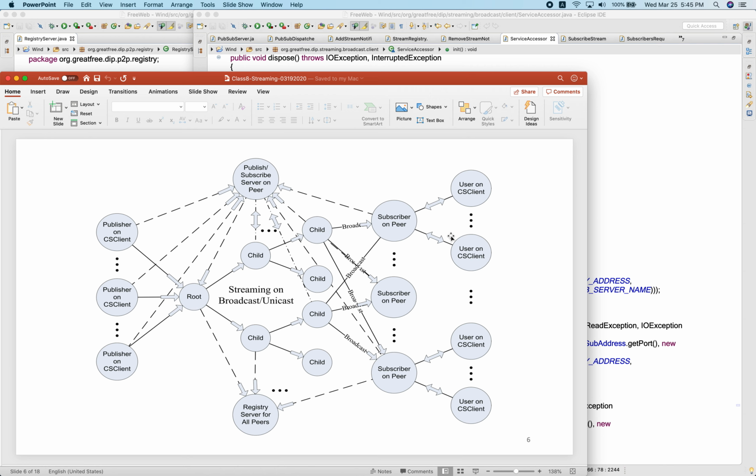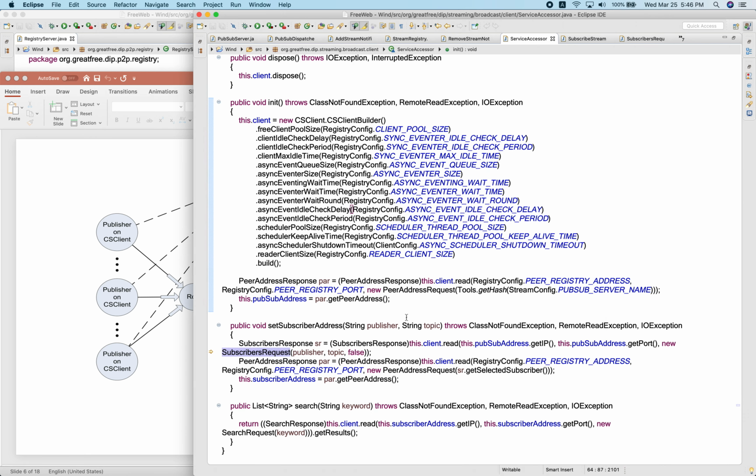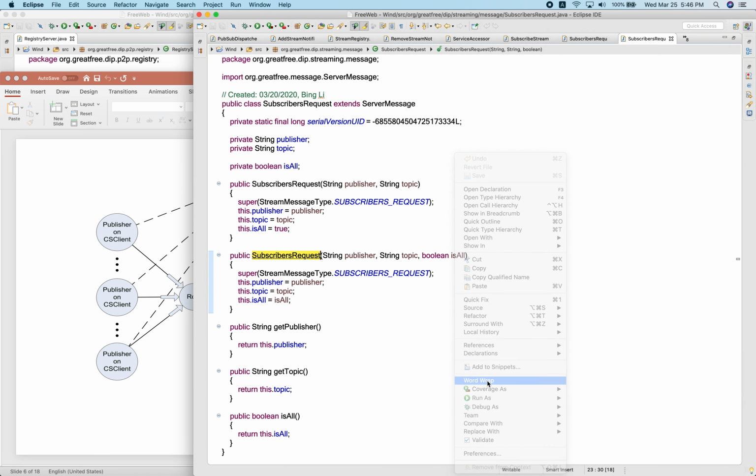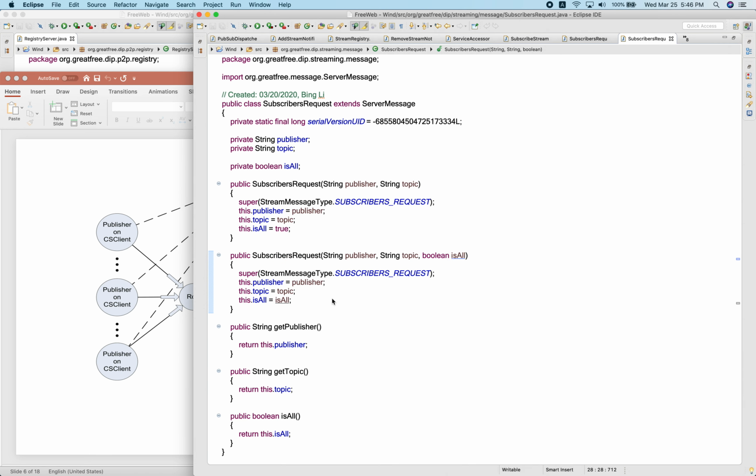So the subscriber is available, but which subscriber provides services for all the users? The user is the clan. So how do we provide such a service to this user? Only one subscriber needs to be selected. So in this case, you can see this is false. What is it? This is false, right? False means it's not all, not only one.